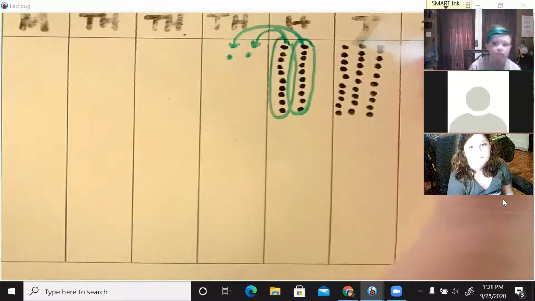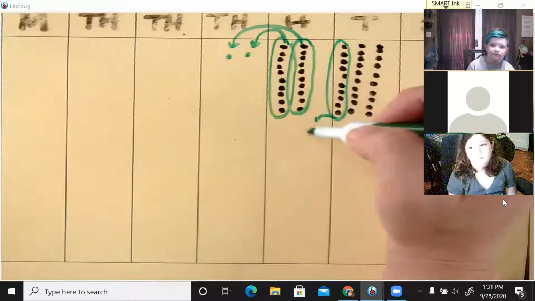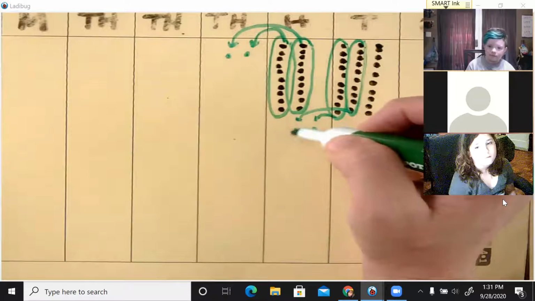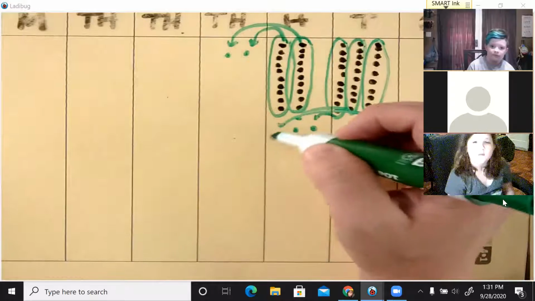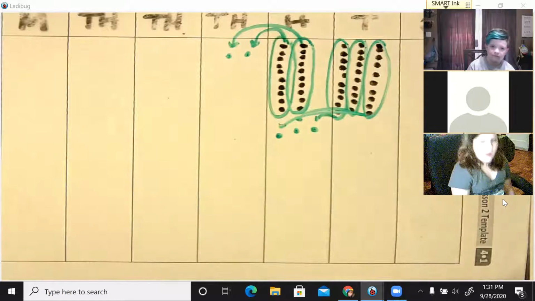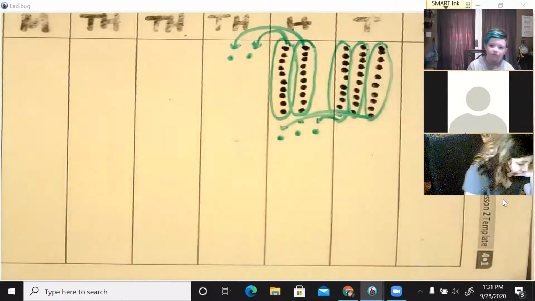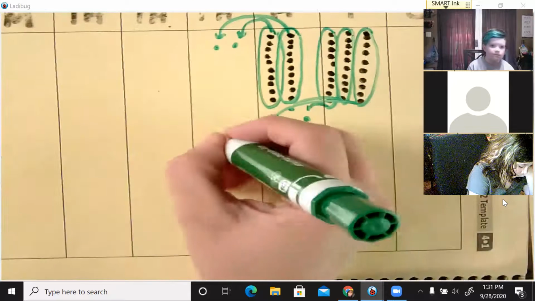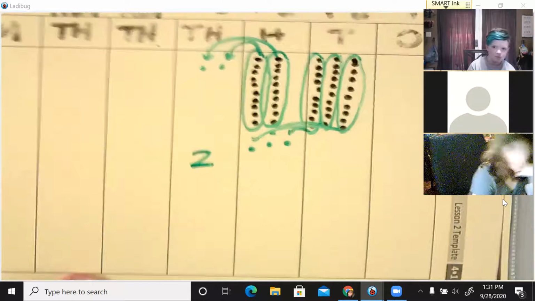Now I'm going to bundle my tens. These 10 tens gives me 100. These 10 tens gives me another 100. And these 10 tens gives me a third 100. So now I'm going to look at what I have in green. Sarah, how many thousands do I have? Soren, how many hundreds do I have?